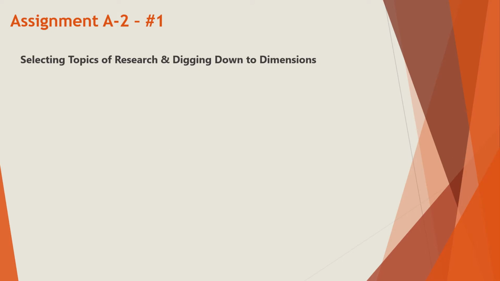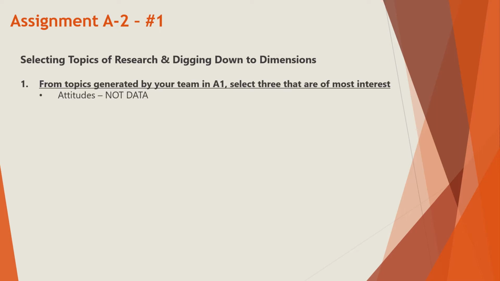So step 1, selecting topics of research and then digging down or making them more specific into dimensions. Again, you should be doing this in a group setting, in a group meeting, whether it's a video meeting, a Zoom meeting, or an in-person meeting. Okay, the first thing you want to do is that, remember from assignment A1, you were told to identify some different areas that you're interested in as an individual.